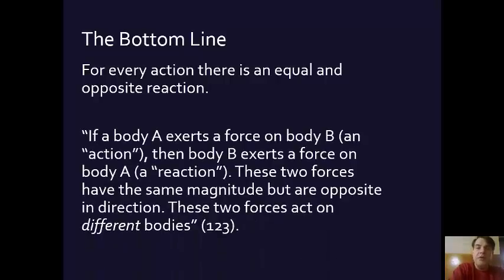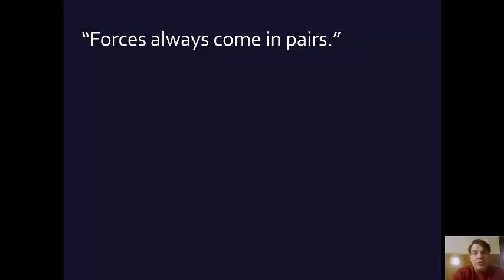So here's Young and Freedman's technical definition on page 123. If a body A exerts a force on body B, an action, then body B exerts a force on body A, a reaction. These two forces have the same magnitude but are opposite in direction. A key point is that these two forces act on different bodies, not on the same body. More on that in a second. Okay, so basically forces always come in pairs.